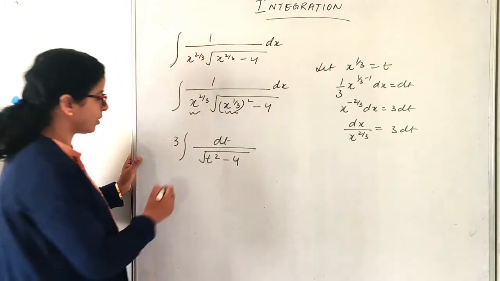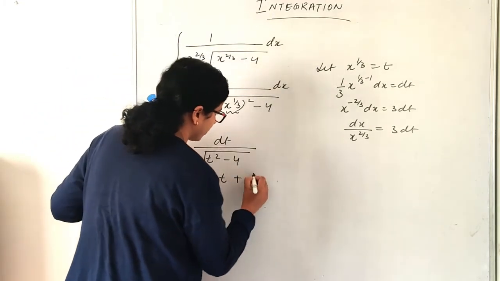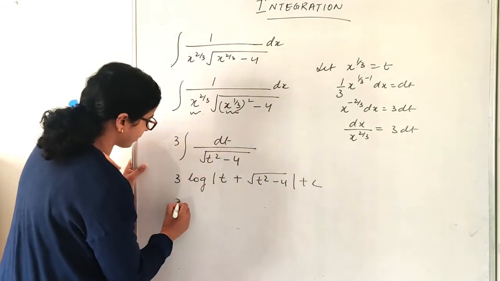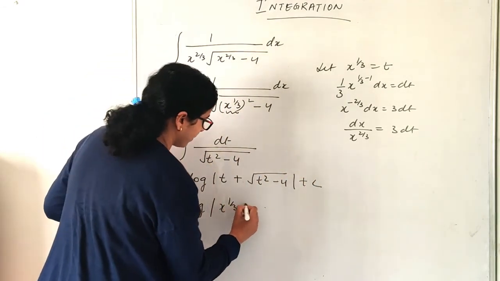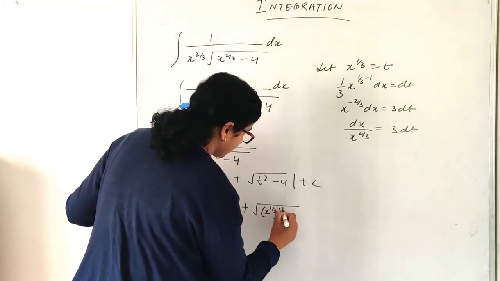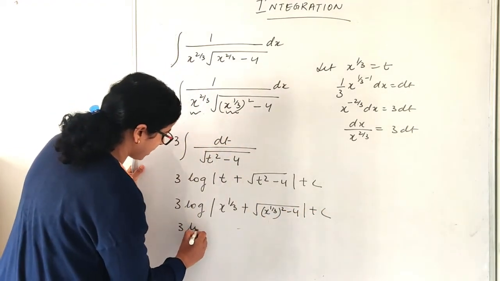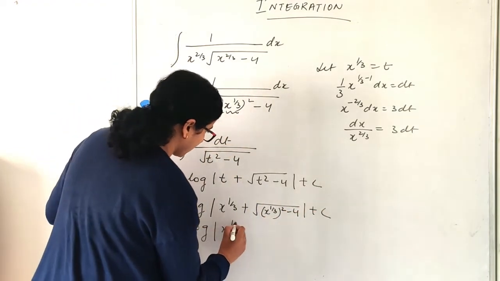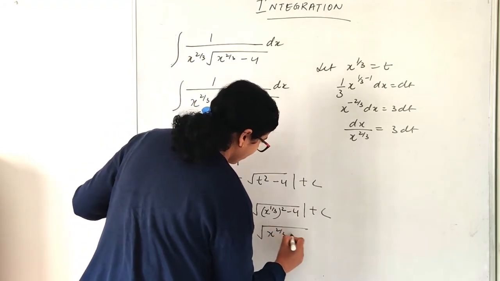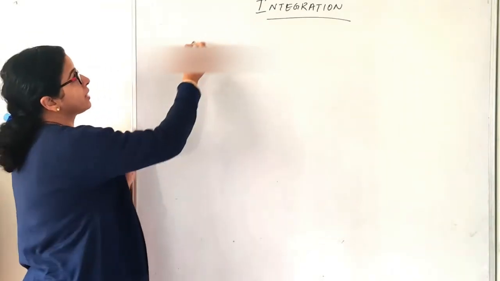Now our standard formula gives log t plus root t square minus 4 plus c. Substitute the value of t: x to the power 1 by 3 plus root of x to the power 1 by 3 whole square minus 4 plus c. You can rewrite this as 3 log of x to the power 1 by 3 plus root x to the power 2 by 3 minus 4 plus c. Done. So now let us check the integration of the next category.